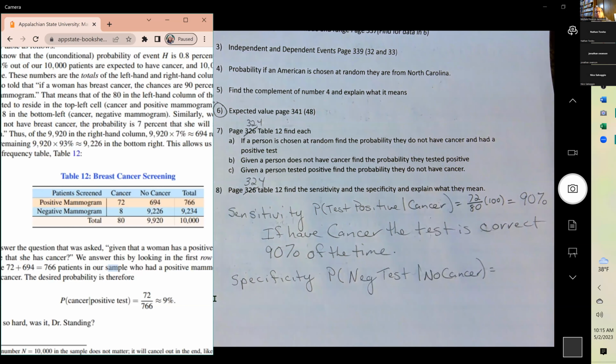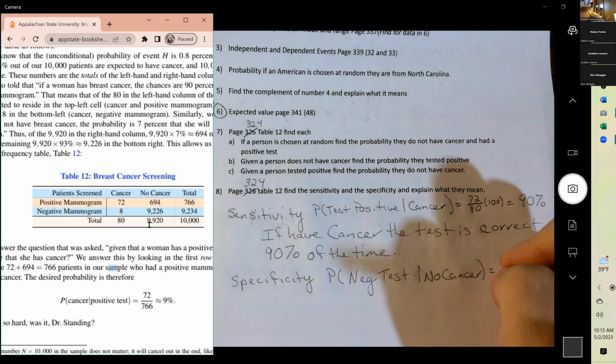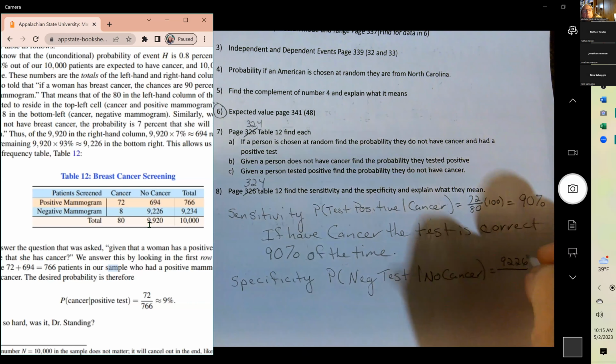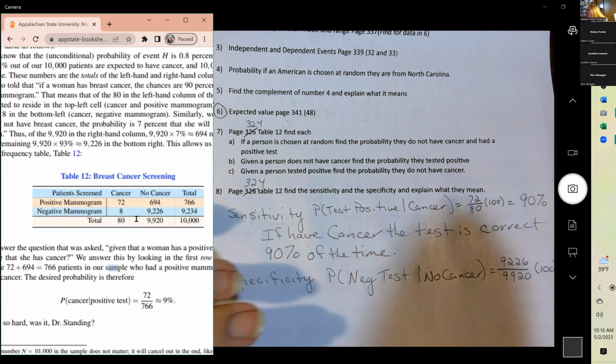So you're seeing how accurate it is when you go in. If you don't have cancer, it should test negative. We're given that you don't have cancer. That's the given part. This column. Probability of testing negative is this bottom one, 9,226, divided by 99.20. And we want to multiply it by 100 so we can make it a percent.